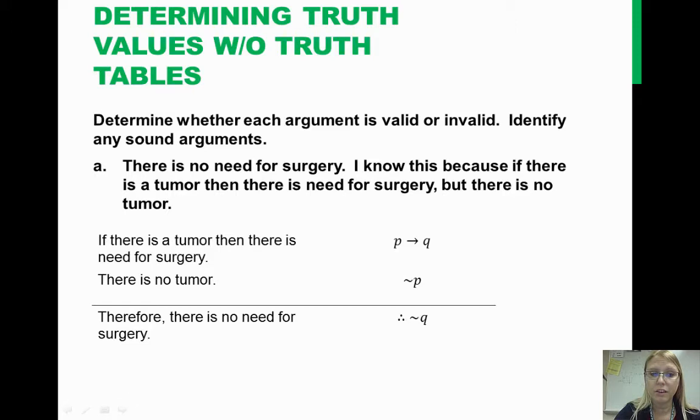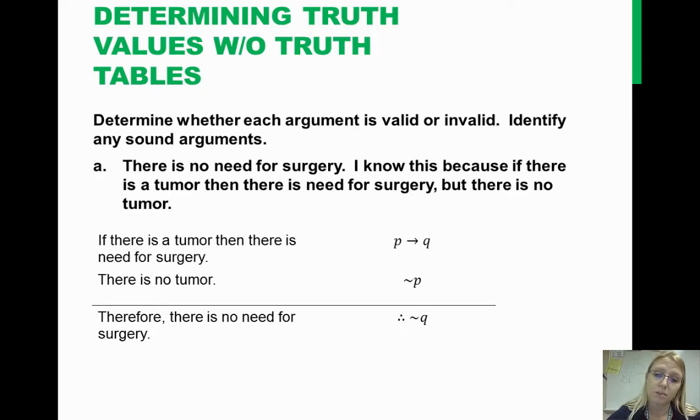We wrote, if there's a tumor, then there is a need for surgery. So that would be P then Q. There is no tumor. So this is where they're saying that there is no tumor. So it would be not P. Therefore, there is no need for surgery. And that's how we get therefore not Q. So this one was a little tricky to actually put in symbolic form, but here it is.